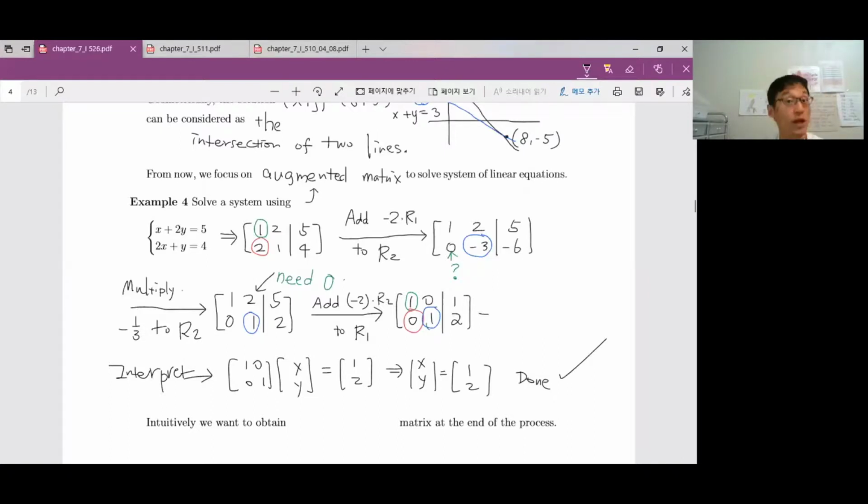So this is how to use an augmented matrix to solve the system. As you see, the calculation itself is nothing new. It's just a slightly different way of writing, hopefully shorter and quicker.